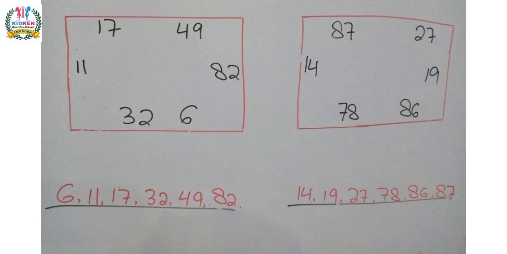The next part also consists of six numbers: 7, 27, 14, 19, 78 and 86. Similarly, we write the smaller value before the larger value. So 7 is much smaller than the others, then 14, then 19, then 27, then 78, and 86 is much larger than the others. So this is all about ascending order.